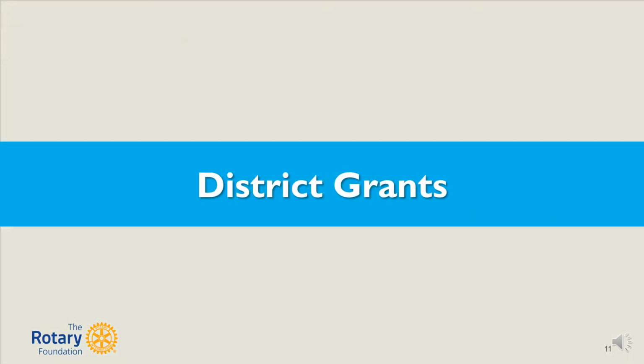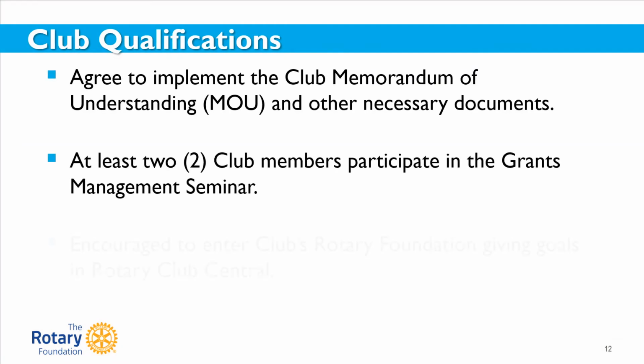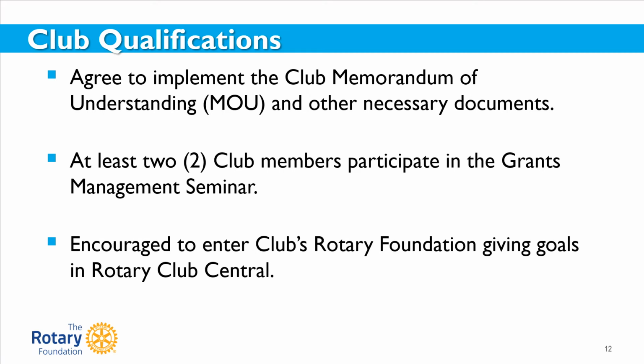Let's briefly talk about district grants. Clubs that want to apply for district or global grants must also be qualified. Districts are responsible for qualifying their clubs each year. To become qualified for this grant cycle, your club must first agree to implement the club Memorandum of Understanding. Second, have at least 2 club members participate in the Grant Management Seminar. And finally, your club is encouraged to enter the club's Rotary Foundation Giving Goals in Rotary Club Central.